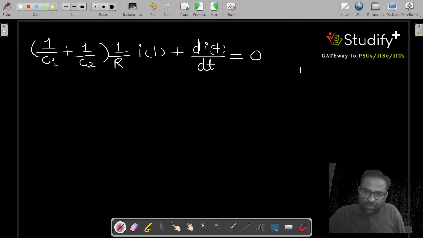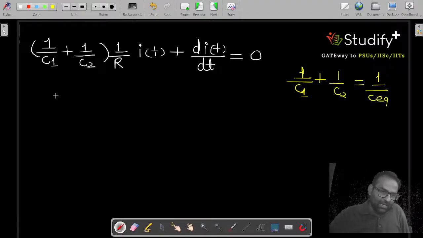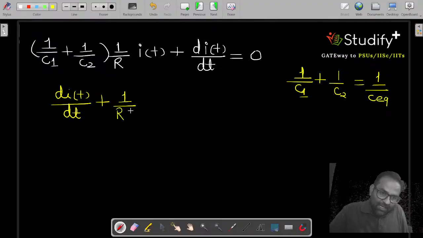Now we can write the direct answer, because this is a homogeneous differential equation. I can write 1 upon C1 plus 1 upon C2, and I am writing this value as 1 divided by C equivalent. So the whole equation can be reduced as di(t) divided by dt plus 1 divided by R into C equivalent into i(t) equal to 0.